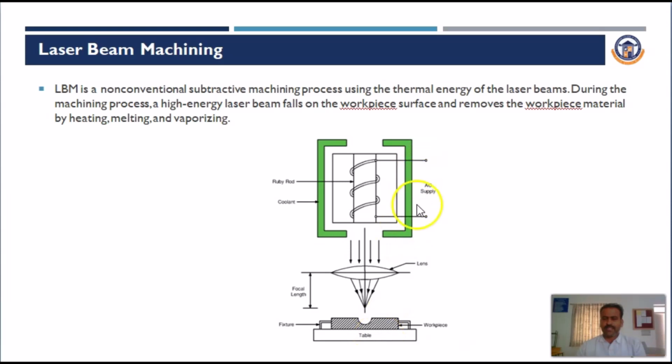Once we energize the electric supply, the xenon tube flashes. Once the xenon tube flashes, the ruby rod emits the laser rays. The laser rays are scattered, so we use a lens. The scattered laser rays are converged into one particular focal point. The focal point is narrowed on the workpiece. Where the focal point of the laser hits the workpiece, the metal is removed. It is called the laser beam machining process.